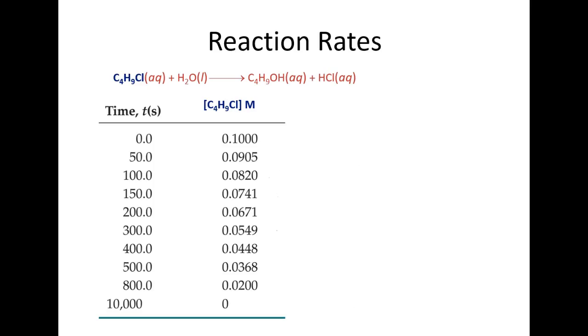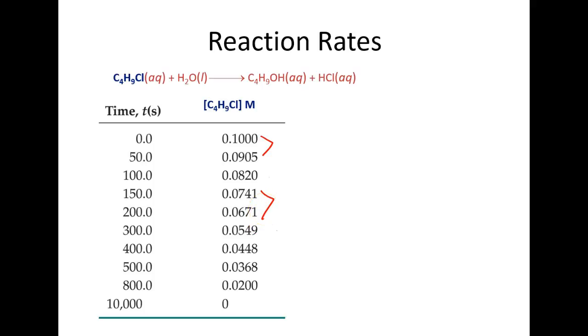So for this reaction that starts with C4H9Cl, we can see its concentration over the course of the reaction with respect to time. And if we wanted to determine the average rate for these different time intervals, we could consider, for example, the average rate from 0 to 50 seconds, or the average rate from 150 to 200 seconds.